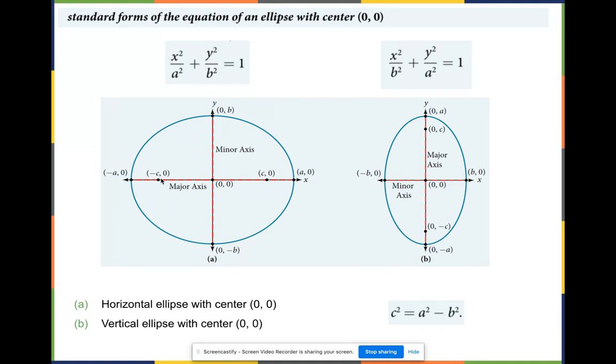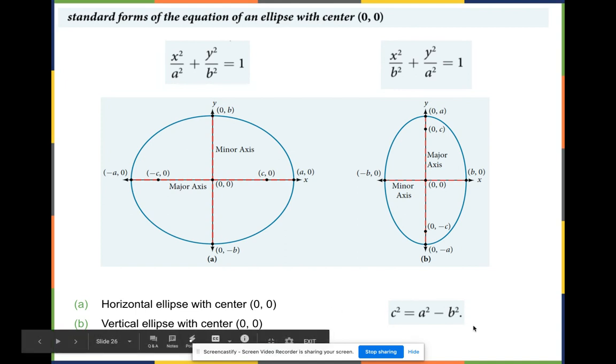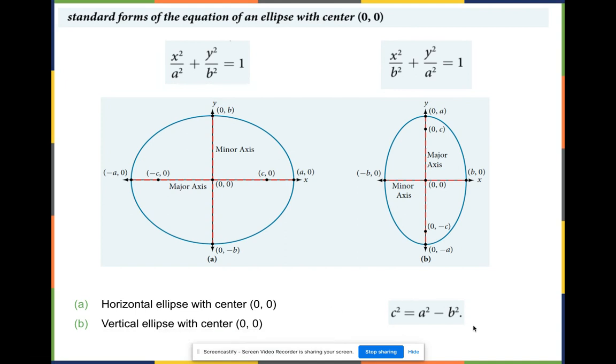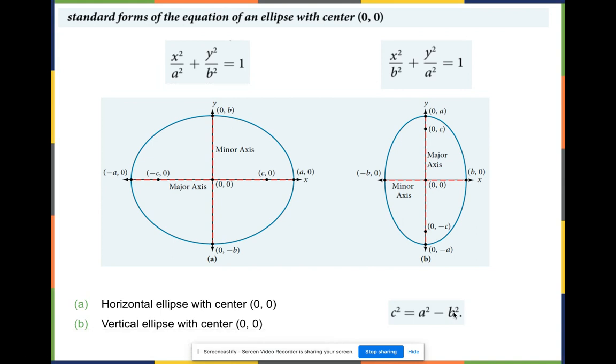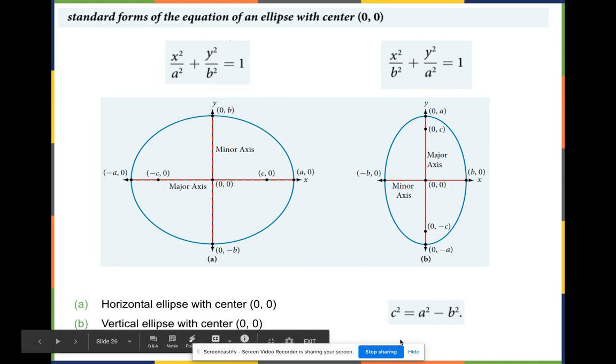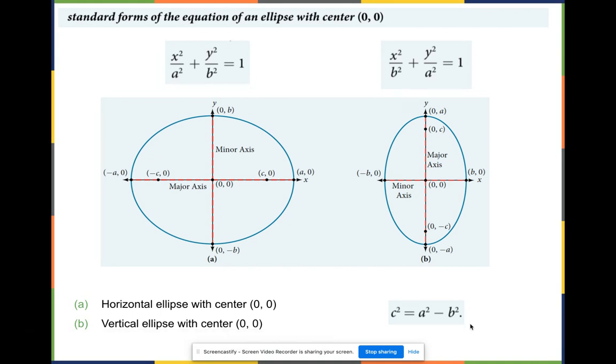So maybe you're curious because a is this distance, and b is this distance, and c is the distance from the origin to the focus points. And I don't see any c in our equation here. There's a separate equation we need to know to be able to find our focus points. And here it is. C squared equals a squared minus b squared. This is a separate equation you need to know to be able to properly interpret ellipses. C squared equals a squared minus b squared.